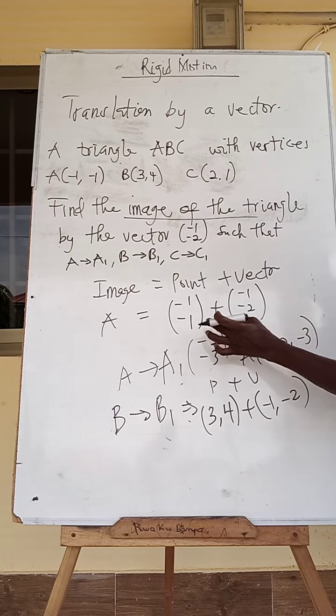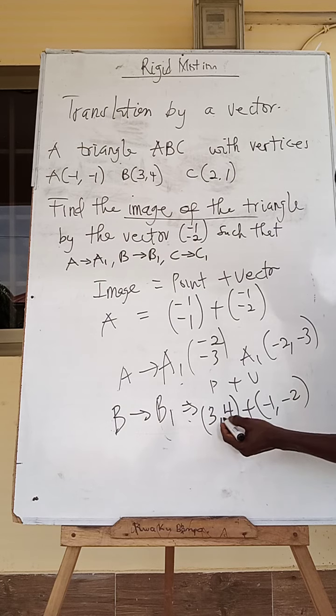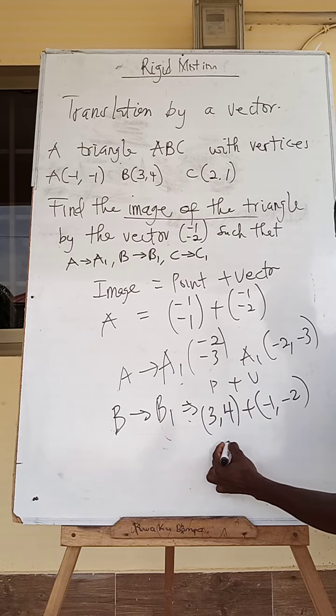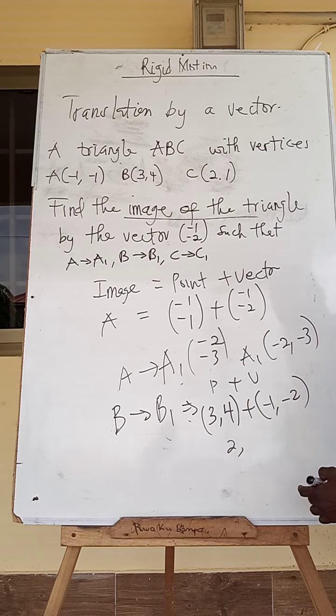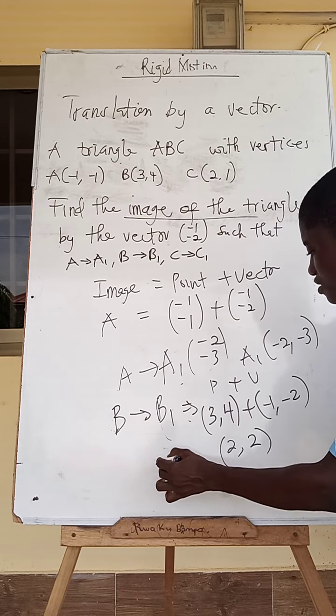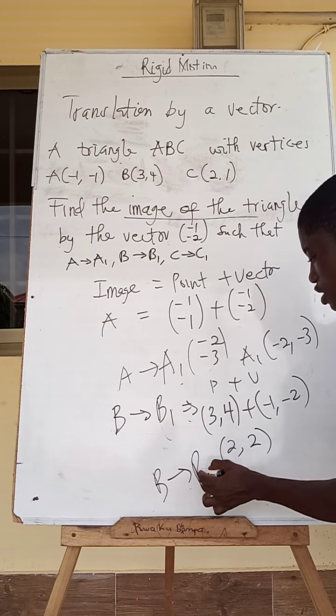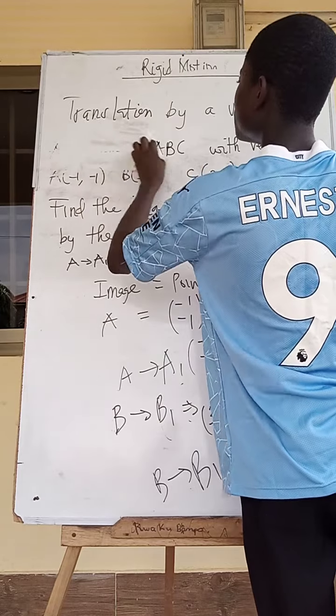So it's the same thing, just that this time around I am bringing it down. So 3 plus -1 is what? 2. 4 plus -2 is like 4 minus 2. You are going to get 2, right? So this B maps to the image of B1. So B1 is 2 and what? 2.